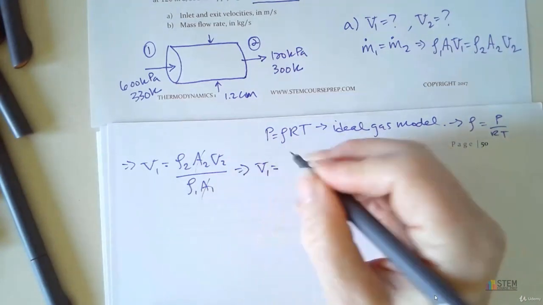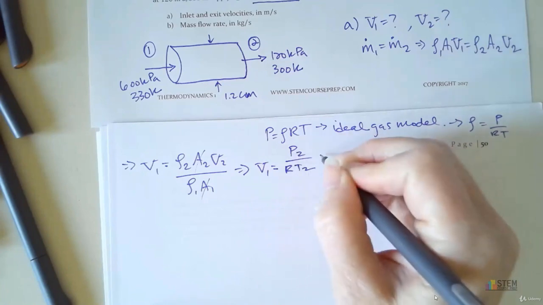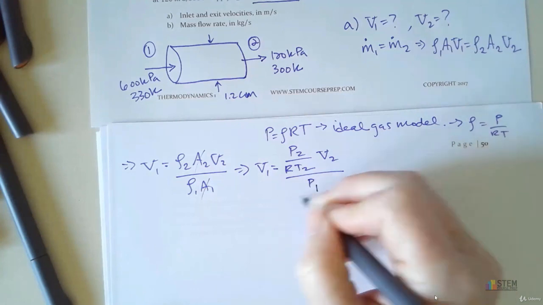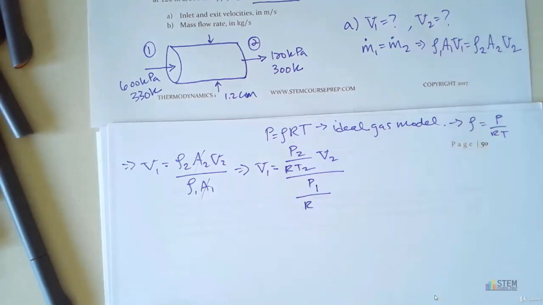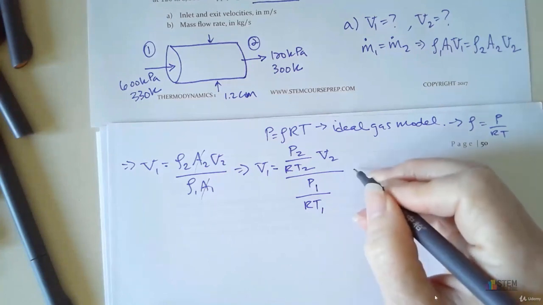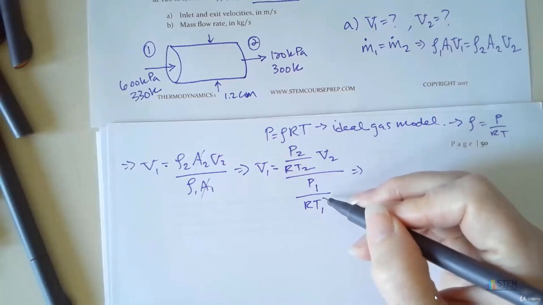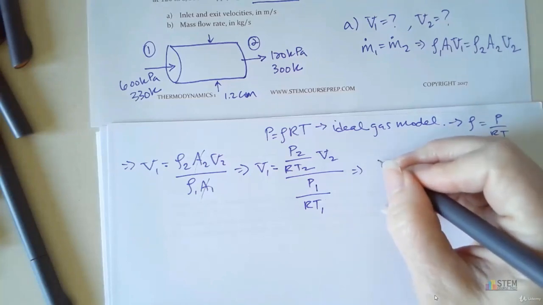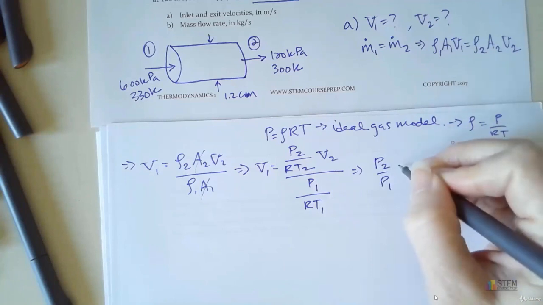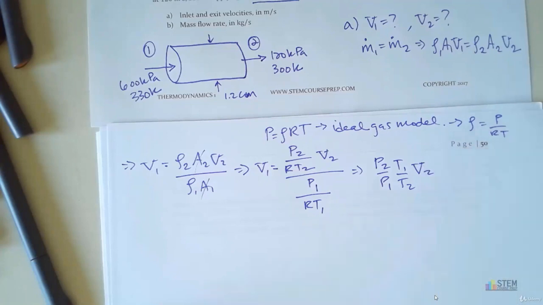If we do that, we get P2 over R times T2 times your velocity V2. That's going to be over P1 over R times T1. Now if you go through, get rid of the fraction here on the bottom, kind of simplify it a little bit, you're going to get that V1 equals P2 over P1 times T1 over T2 times V2.